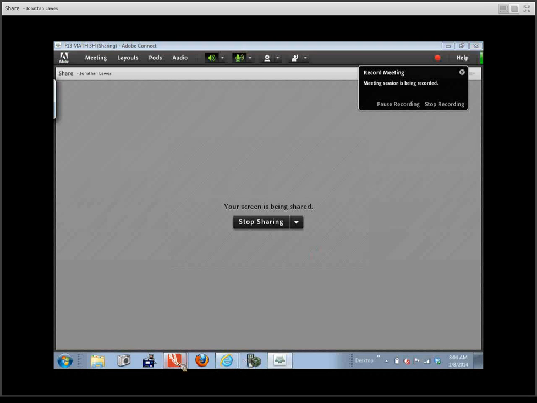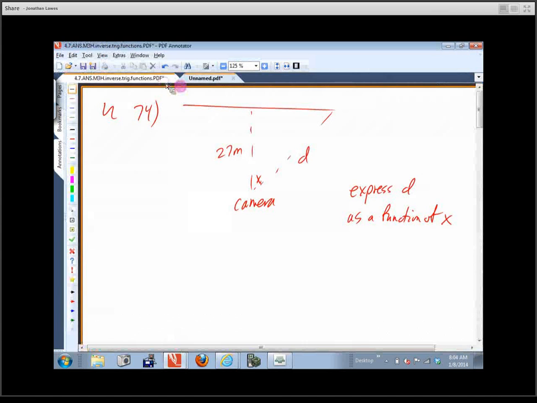Let's go ahead and finish up 4.7. But first, we'll take a look at this one problem from 4.6, because we're going to turn that in today, right? Okay.